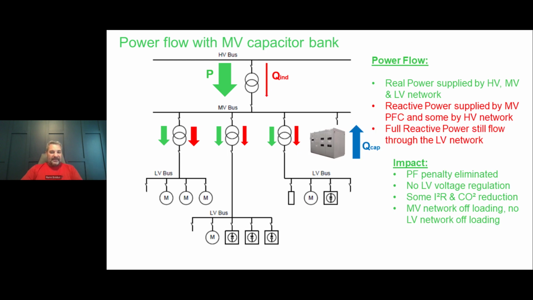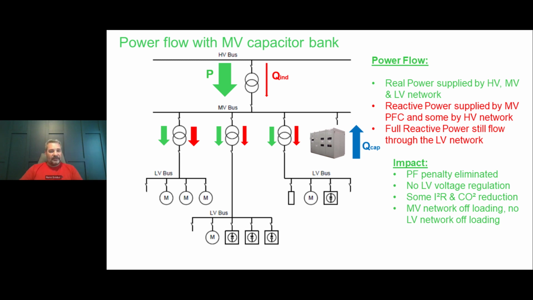If you install a medium voltage capacitor bank, so typically a medium or large size customer, let's say 5 megawatts or more, typically they would consider this because it's a bit more cost effective for a large plant. The reduction is only seen at the node, at the medium voltage bus. So the benefit is upstream.